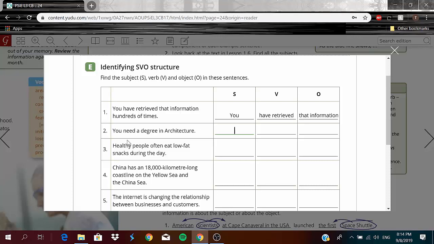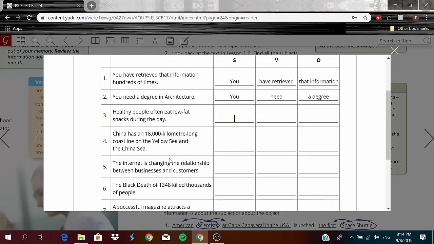Okay, number 2. You need a degree in architecture. So again, you is the subject, need, verb, and a degree is the object. Then we have number 3. Healthy people often eat low-fat snacks during the day. For the subject, we'll say people, right? What else? For verb, we'll say eat, obviously. And for object, we'll say snacks, right?